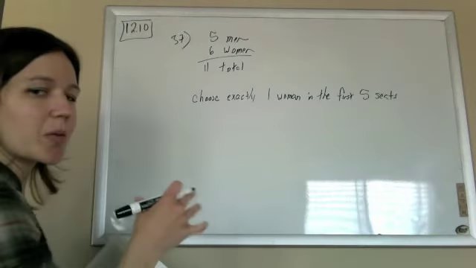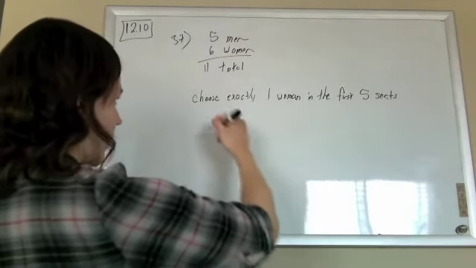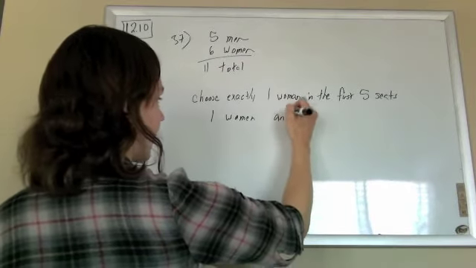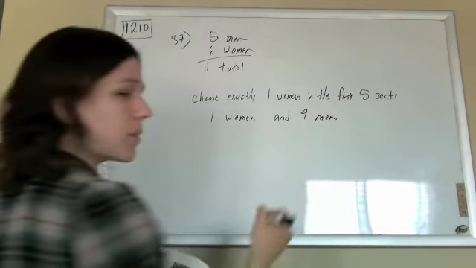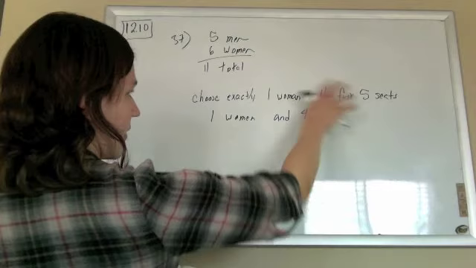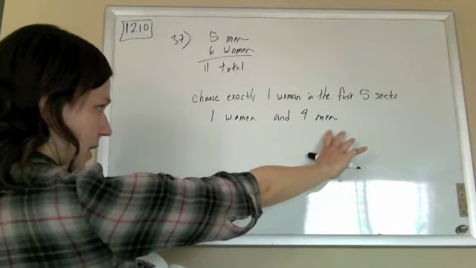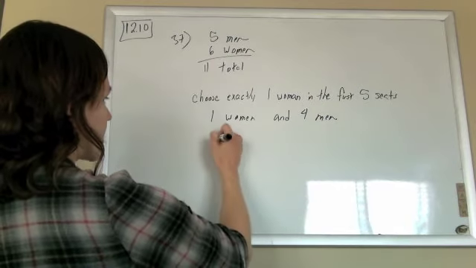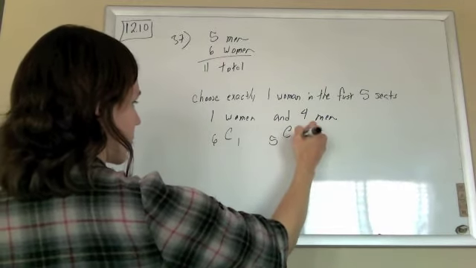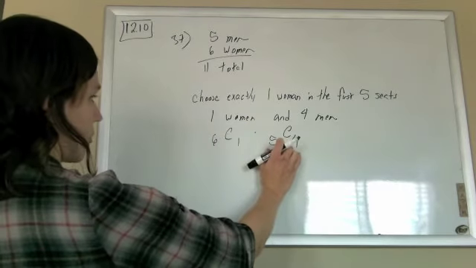So if we're choosing exactly 1 woman, if there are 5 seats that we're choosing for, when they say 1 woman, what we mean is exactly 1 woman and 4 men, right? So it's implied that if you're choosing 5 and you have exactly 1 woman, then the rest are men. So now that we have that set up, we can see that there are 6 women and we want to choose 1 of those, 5 men and we want to choose 4 of those. We're going to multiply those together to get the total number of ways to choose 1 woman and 4 men.